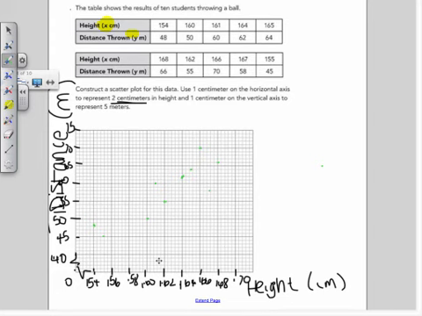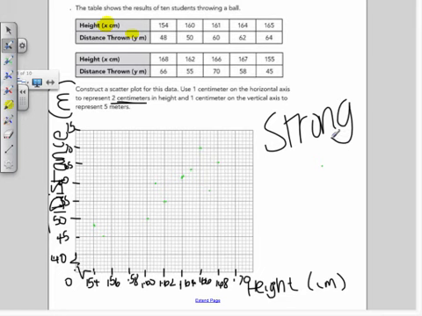But if you notice right here, there seems to be a pretty strong correlation between how high you throw a ball and the distance that it is thrown. So we're going to say that there is a strong correlation, and that the correlation or the association is positive because it's increasing. So the higher you are, the larger the distance thrown is going to be. That's what the general pattern seems to be saying based on the scatter plot.